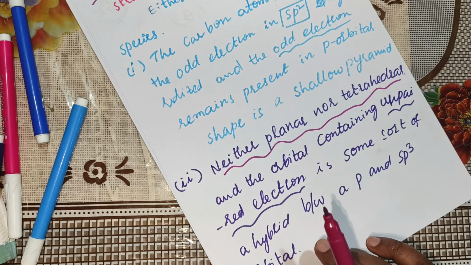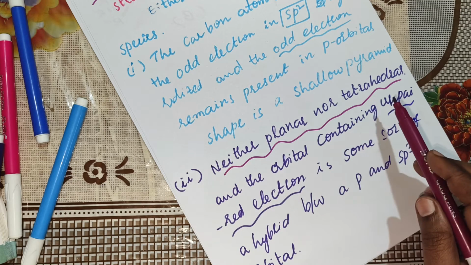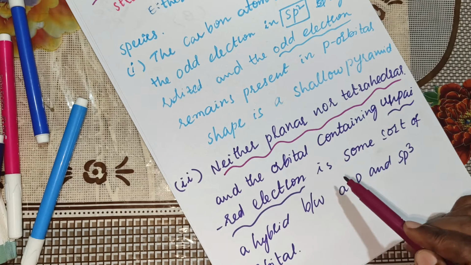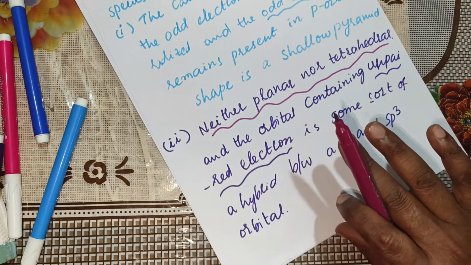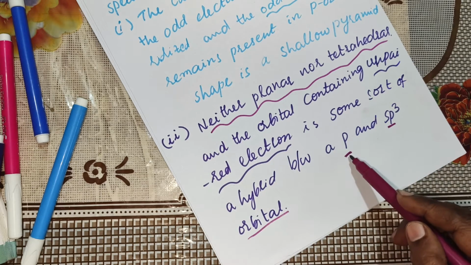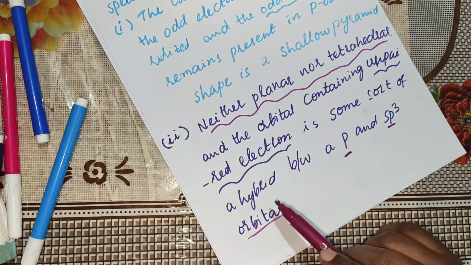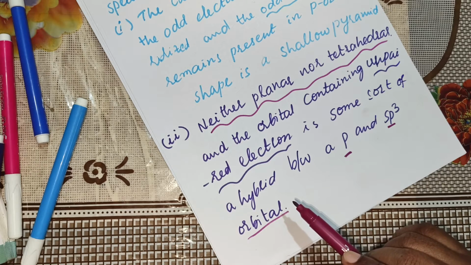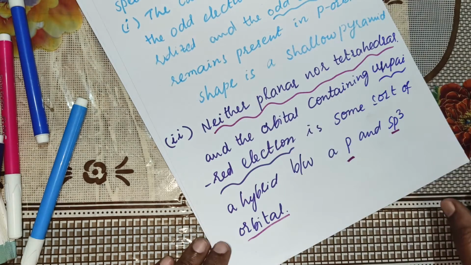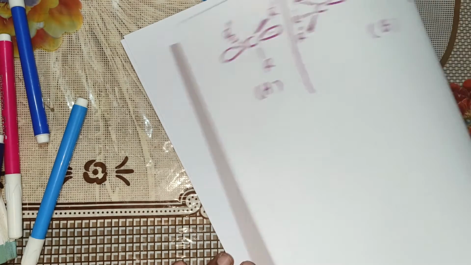The second structure looks like neither planar nor tetrahedral, and the orbital containing the unpaired electron is some sort of hybrid between pure p orbital and sp3 orbital. Here p orbital is a pure orbital, sp3 is hybridized, the hybrid between p and sp3. You can see here these two types of free radicals are possible. The free radical remains the same, but the structures differ.